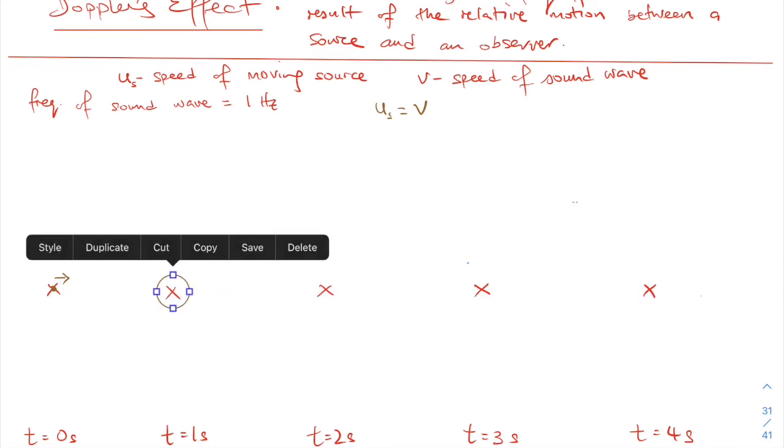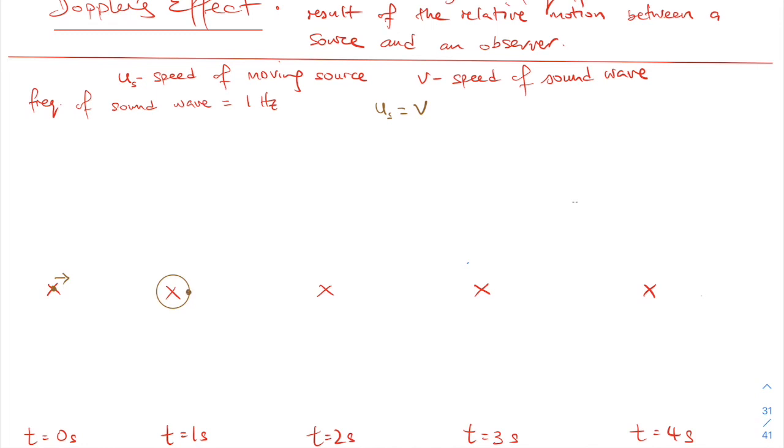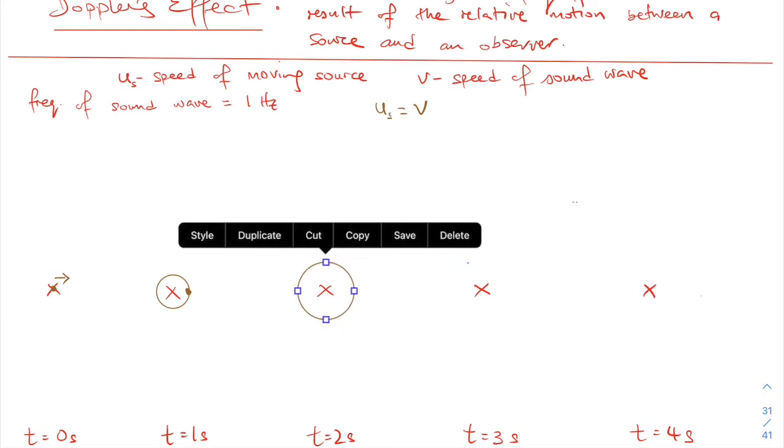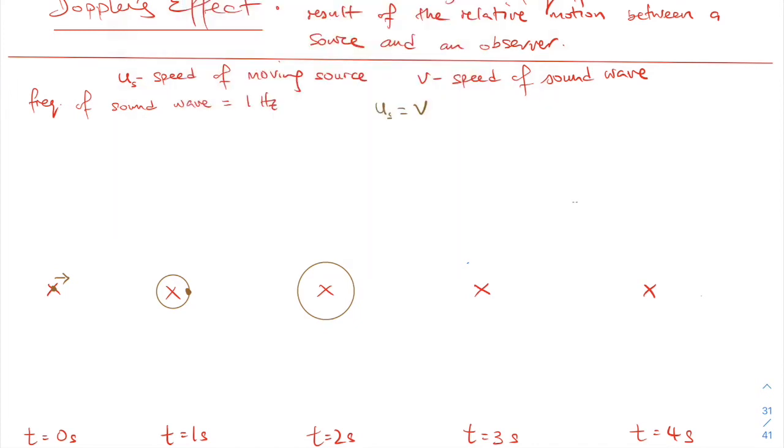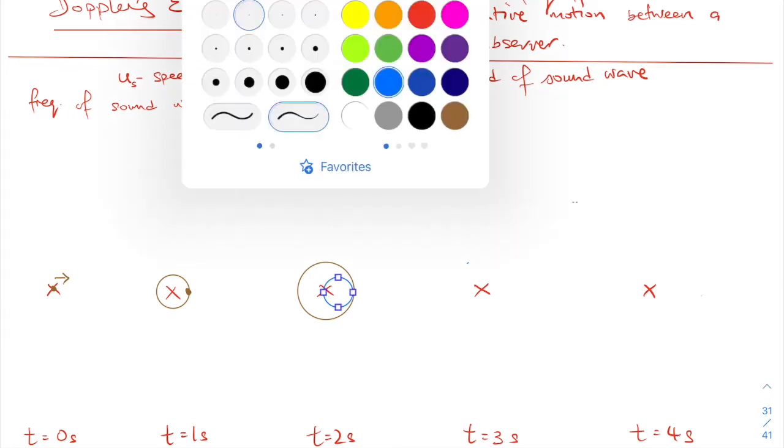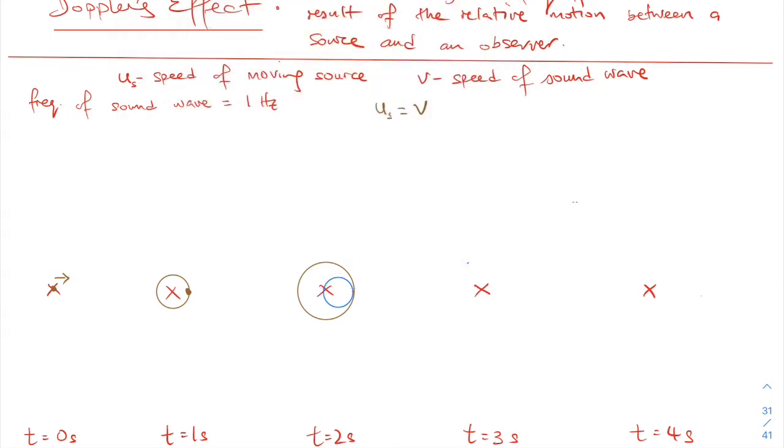And where is that moving source? It's right at the edge here, because the speed of the moving source is equal to the speed of the sound wave. And at time t equals 2 seconds, the first wavefront would have expanded, and the second wavefront would look like that. And where is that source? It would be here, right at the edge.